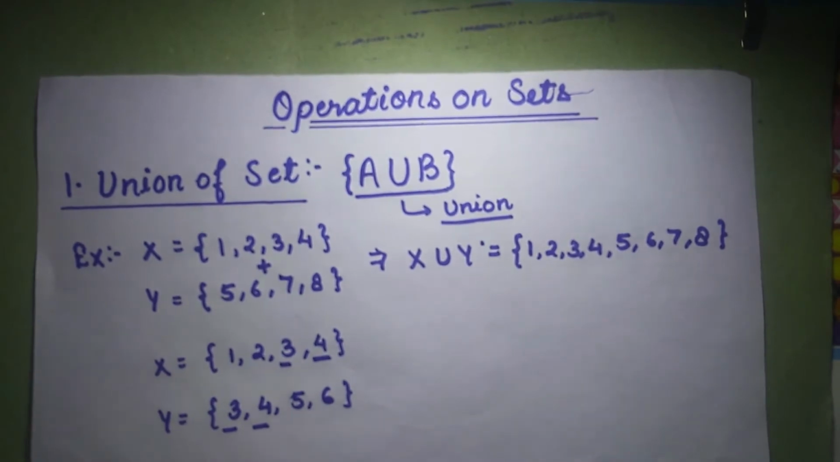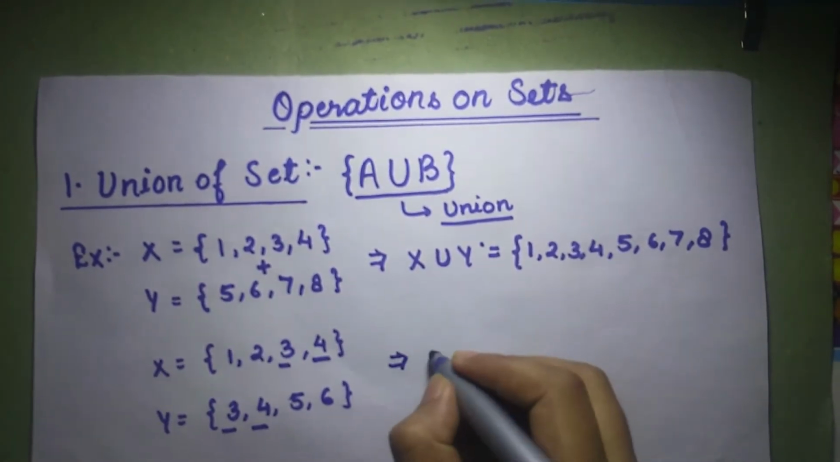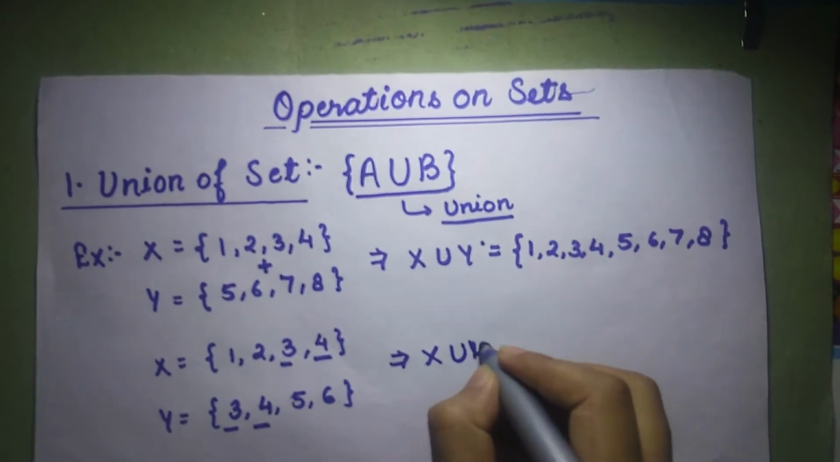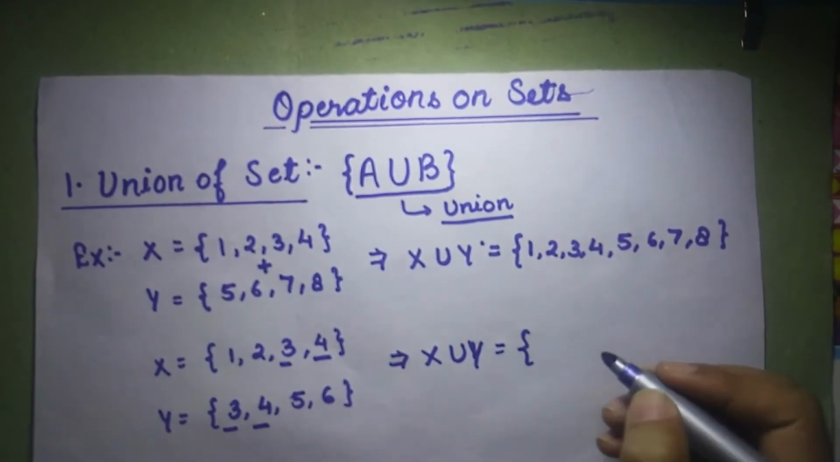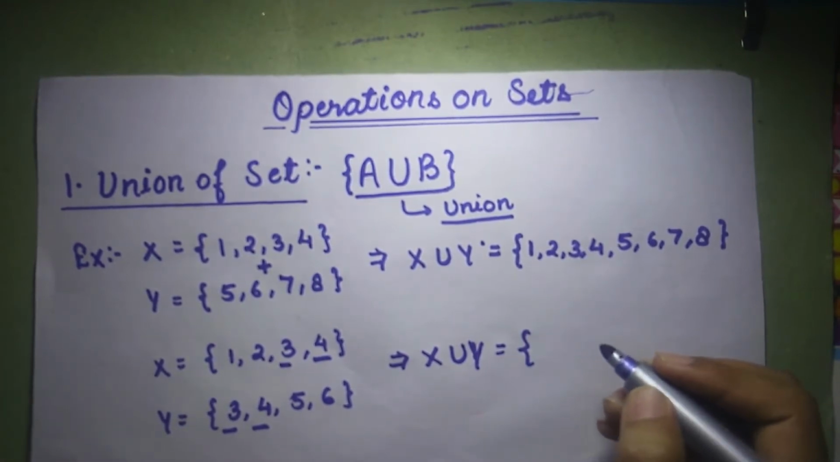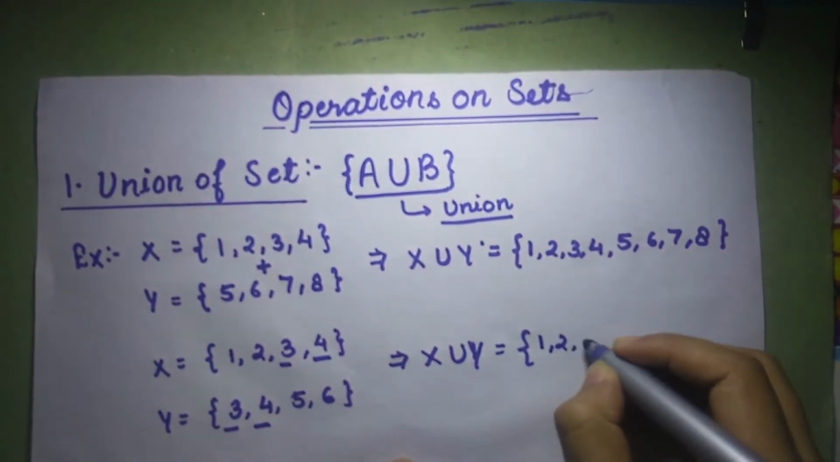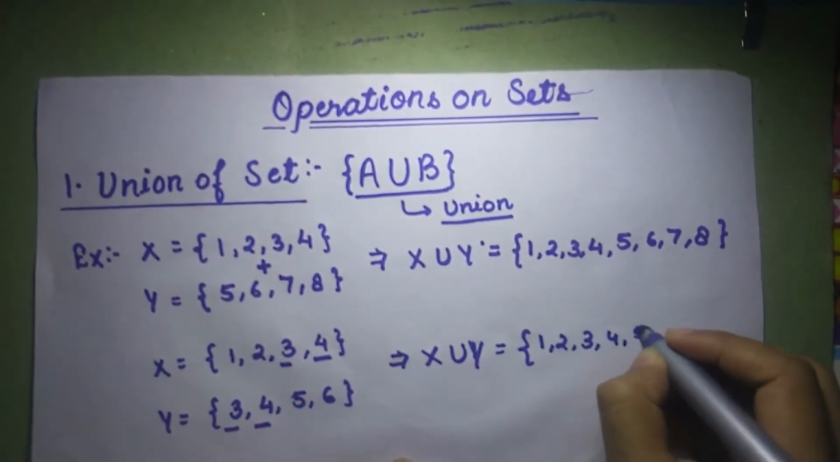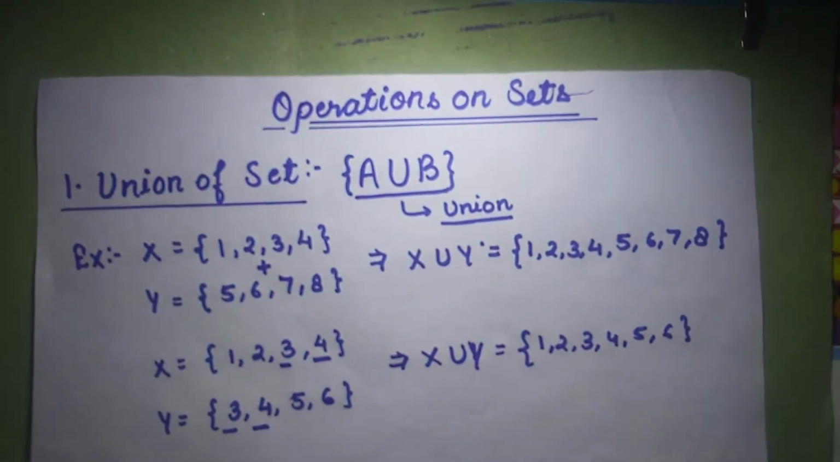So what do we do in x union y? We use those two elements but do not repeat them. So x union y is 1 2 3 4 5 6. We do x union y but don't repeat the common elements of the sets. So that is x union y. I hope you understand this.